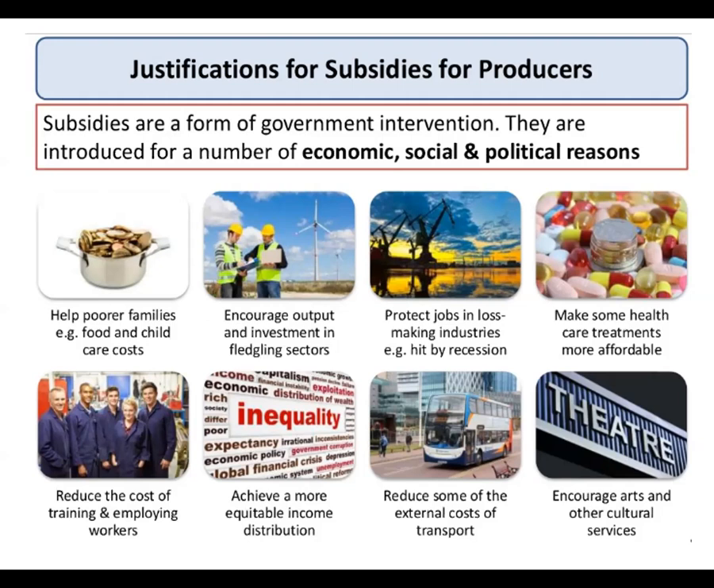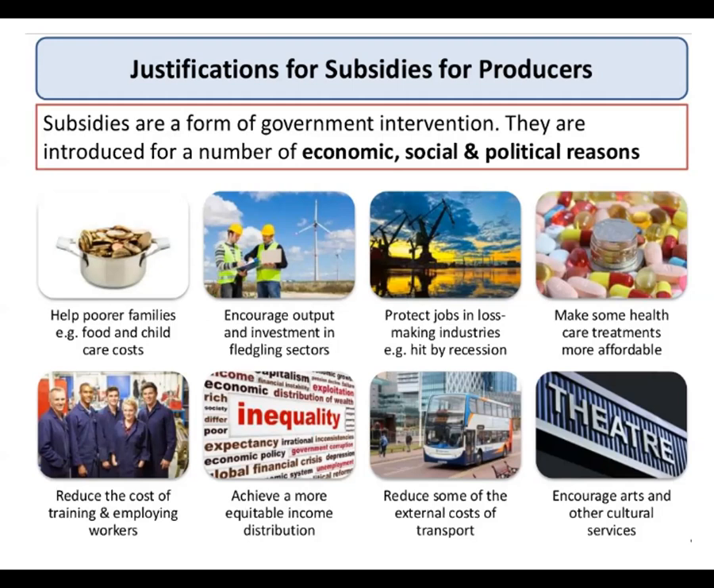Achieve a more equitable income distribution. So we look at subsidies and how they're funded through taxation. Well, who pays the most tax? It's normally those on high incomes that pay the most tax, or they contribute more in real terms to tax revenue for governments. So as a result, a subsidy is almost a form of social justice, where we're taking money from those that have it to redistribute to those who are less fortunate.